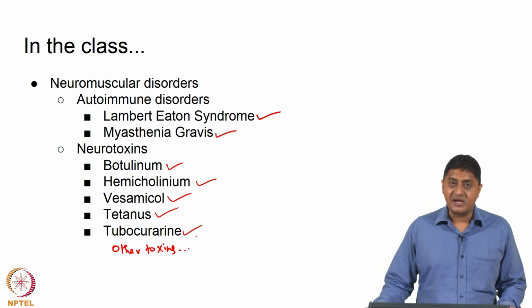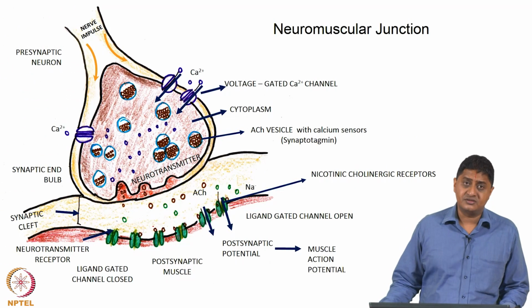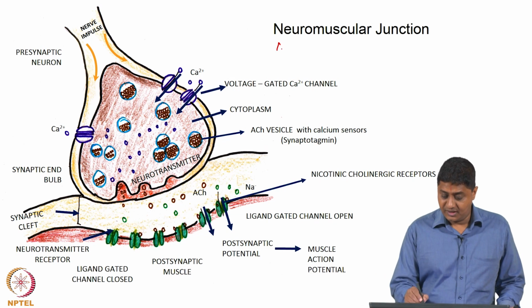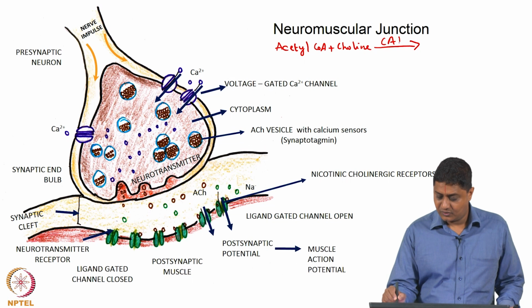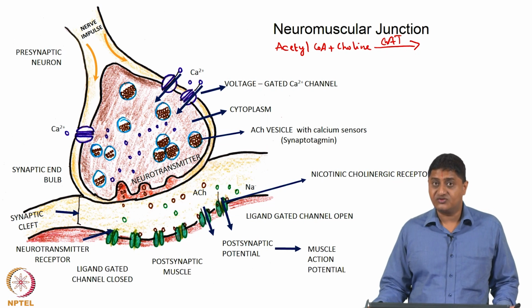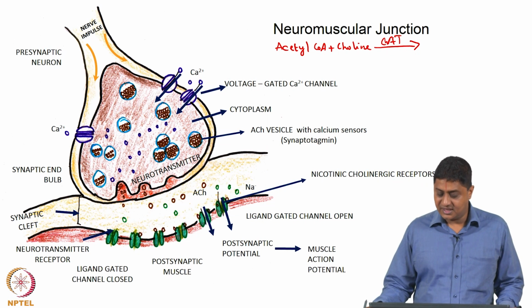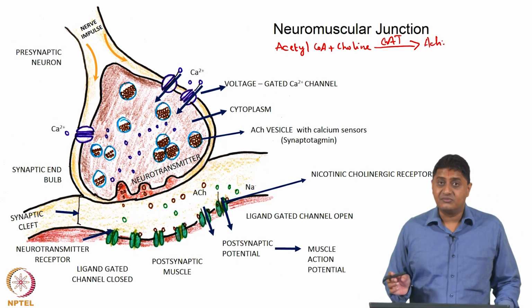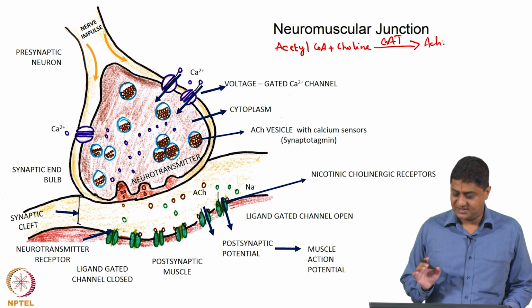So, let us briefly review what happens at the neuromuscular junction. Before we discuss it, we have to remind ourselves of how acetylcholine is synthesized, the life cycle of acetylcholine. Acetylcholine is synthesized by choline acetyltransferase from acetyl coenzyme A and choline. It is sometimes called CAT or ChAT. Choline acetyltransferase makes acetylcholine and packs it into bags called vesicles. We said that yesterday.